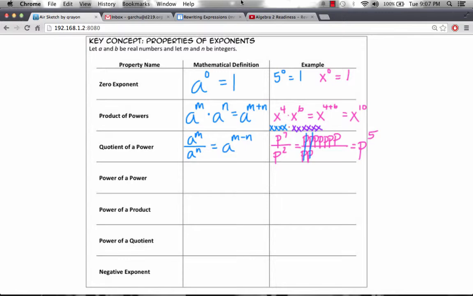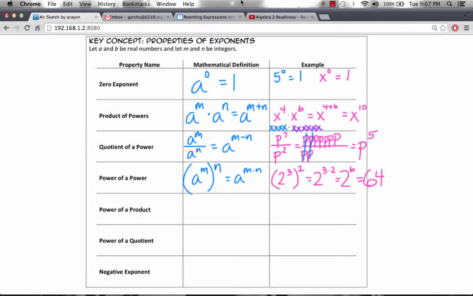Next we have power of a power. Now, power of a power tells us that if we have some base raised to a power, and then we raise that to a power, we are going to be multiplying these two exponents together. So if we had something like 2 to the 3rd power raised to the 2nd, this could also be written as 2 to the 3 times 2, or 2 to the 6th power, and when we simplify it, we get 64. Cool, right?